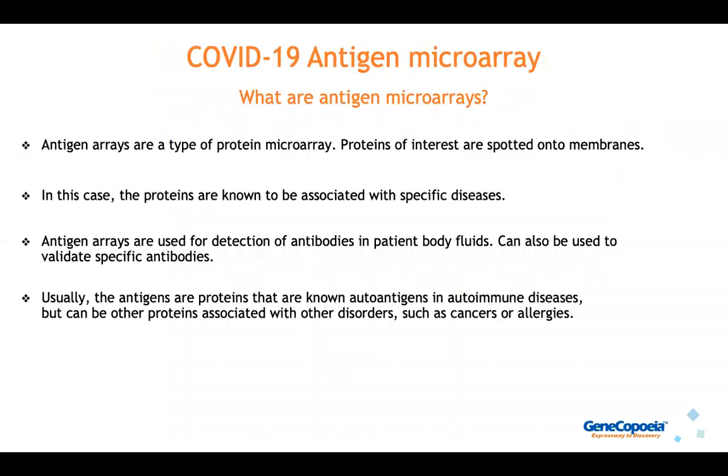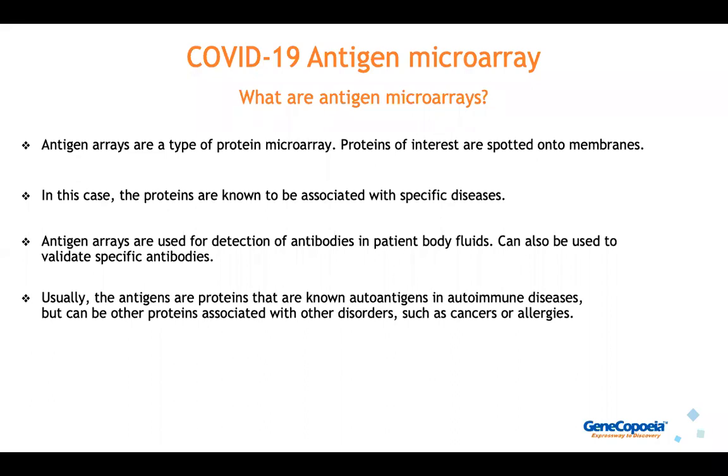Okay, so the next topic I want to talk about is the COVID-19 antigen microarray. Okay, so what are antigen microarrays? Well, we actually have a whole series of product lines on antigen microarrays, protein microarrays for various disorders like autoimmunity and allergies. Okay, so antigen arrays are a type of protein microarray. So proteins of interest are spotted on the membranes, and in this case, the proteins are known to be associated with specific diseases.